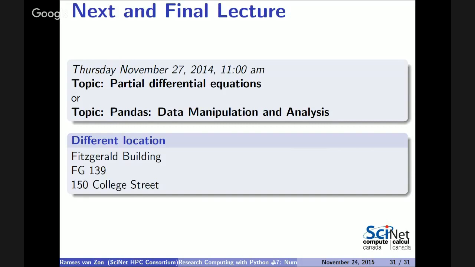So I'll want to see hands for partial differential equations. Hands for pandas. See, I had a suspicion that might happen. So next time, pandas.